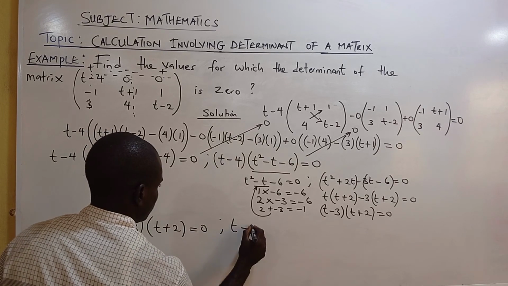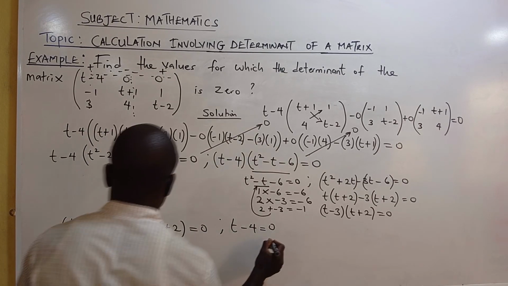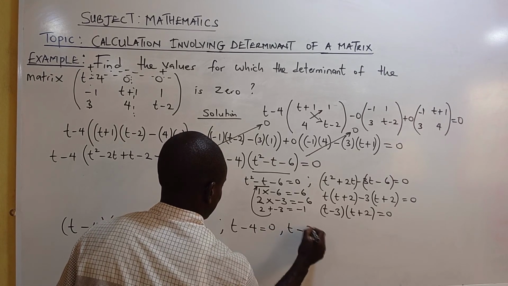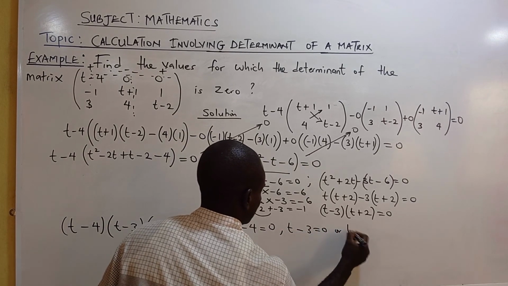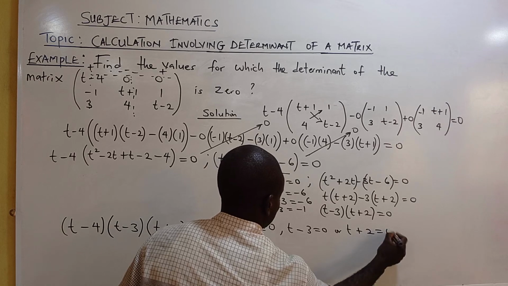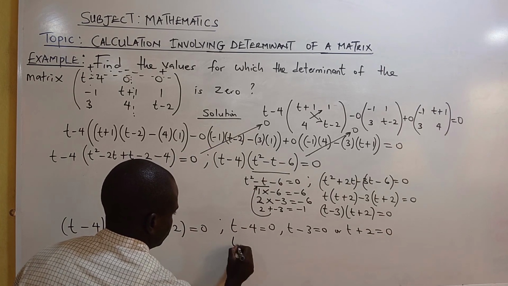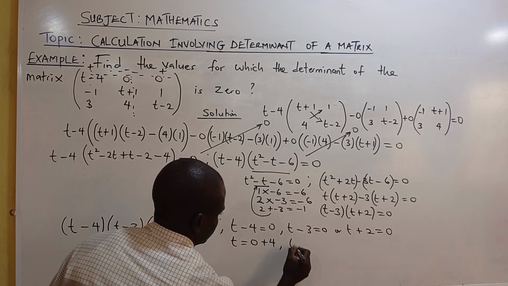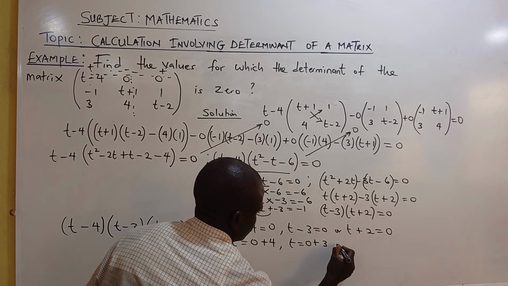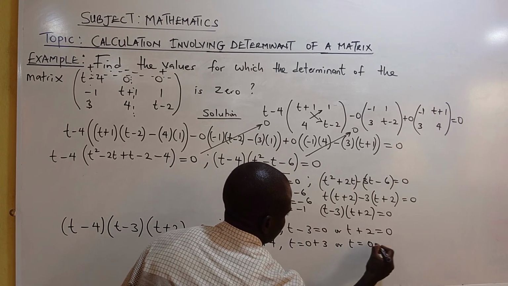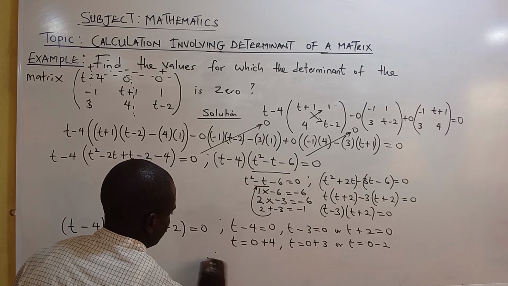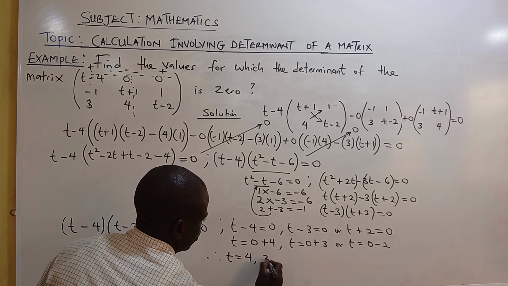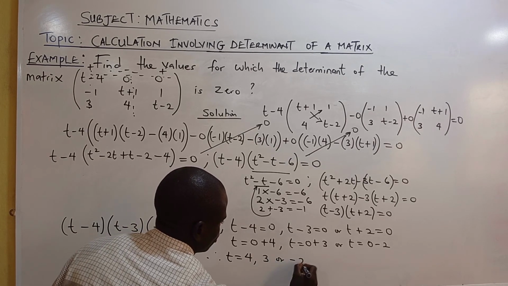Now t minus 4 equals 0, t minus 3 equals 0, or t plus 2 equals 0. Now collect the like terms. t equals 0 plus 4, t equals 0 plus 3, or t equals 0 minus 2. Therefore, t equals 4, 3, or minus 2.